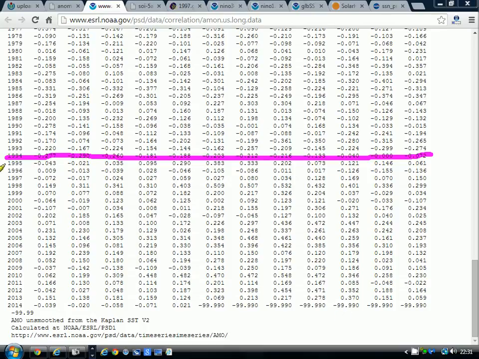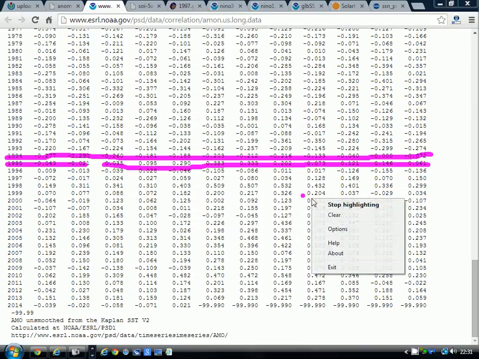We go through to 1995 and the first couple of months are negative and then we go positive, and the rest of the months through 1995 are positive in terms of the AMO. So that's definitely the year where things flip from the cold AMO into the warm AMO.